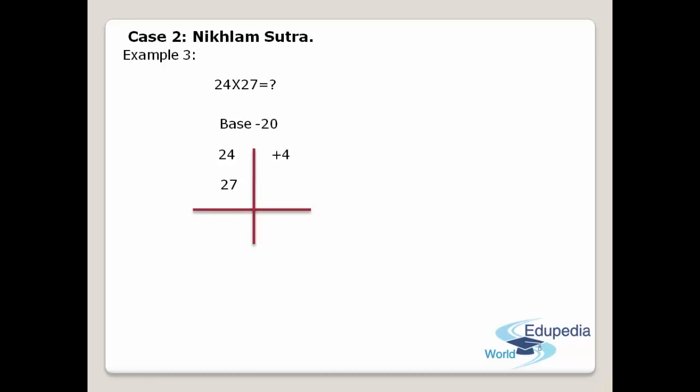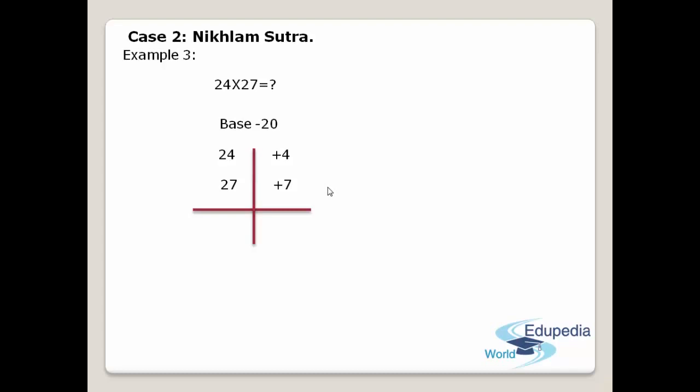Why are you writing a positive sign? Because here the number 24 is more than the base. If a number is more than the base, you place a positive sign. If it is less, you place a negative sign. Now you compare the other two numbers, 20 and 27. Here you write plus 7. Why? Because the number 27 is 7 more than the base, 20.